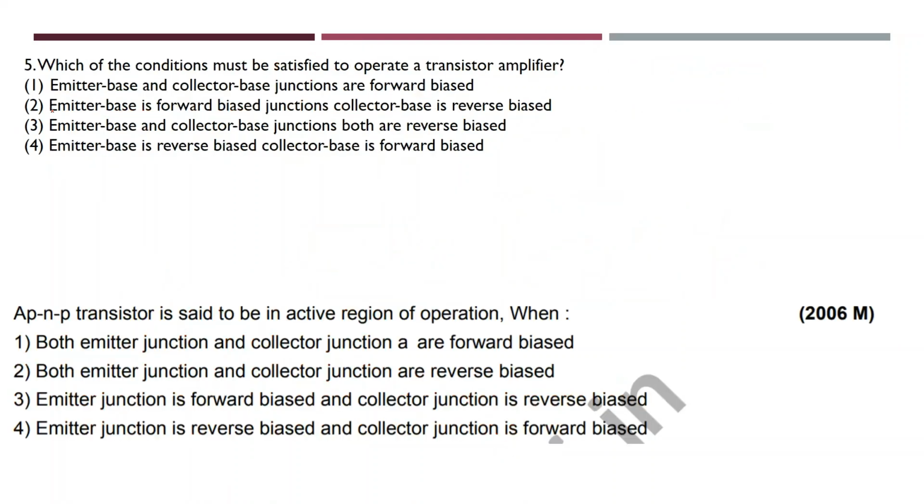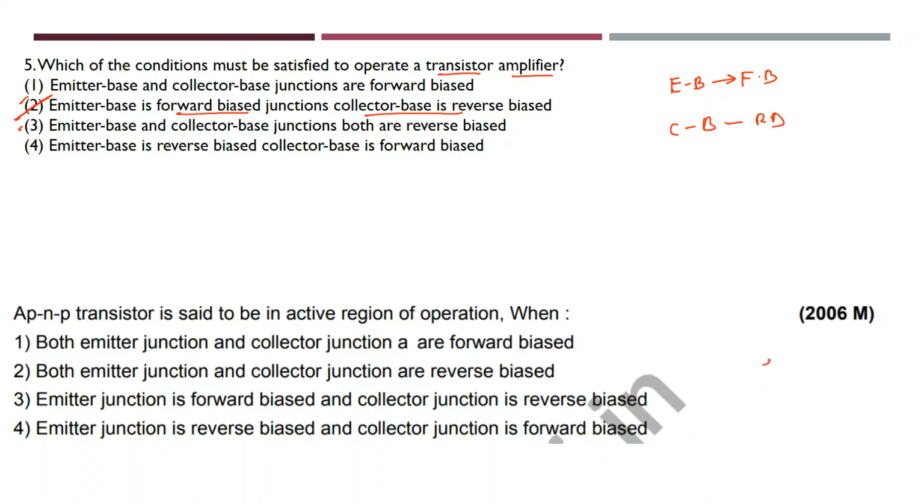So let us move on to the next problem. Which of the following conditions must be satisfied for a transistor to be used as an amplifier? What is the condition? Emitter base should be forward bias and collector base should be reverse bias. So I hope you got this answer. Which one is the correct answer? Emitter base is forward bias and collector base is reverse bias. So option 2 itself is right.